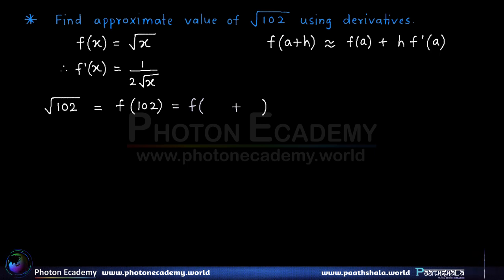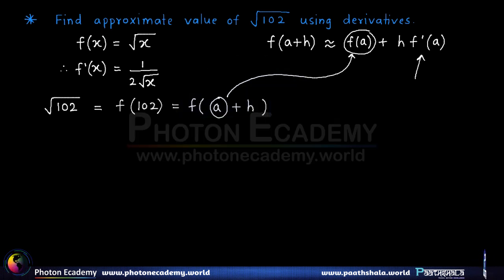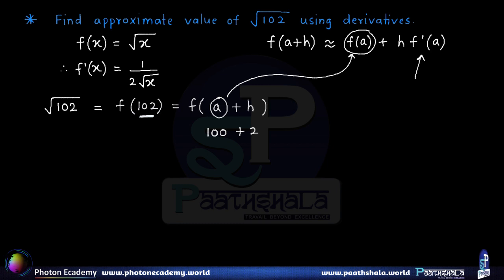Now to write a here and h here, what we have seen is a should be selected such that f of a and f dash of a should be easy to calculate. So if you think about that, f of a is nothing but square root of a, isn't it? Which is that number which is closer to 102 and whose square root is very easy to find out? So naturally a should be selected as 100 because its square root is straight away 10, and therefore h turns out to be simply 2, isn't it?